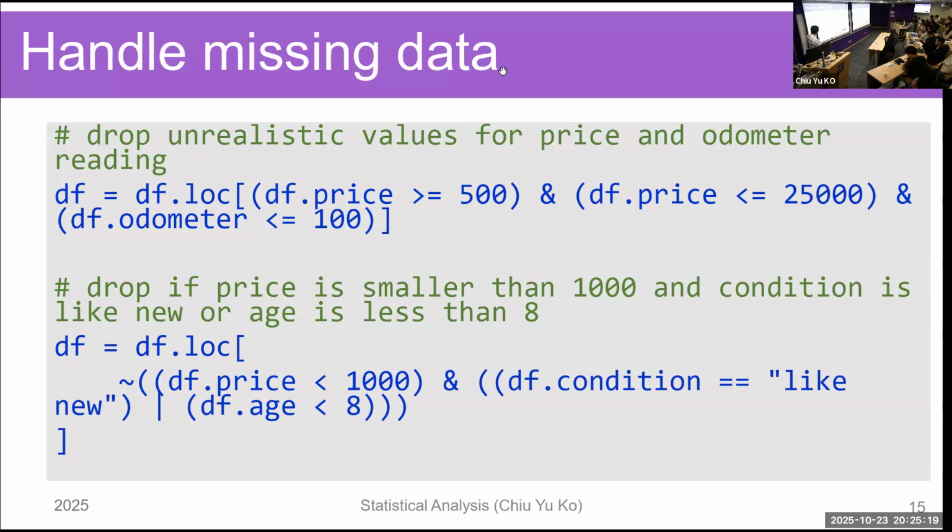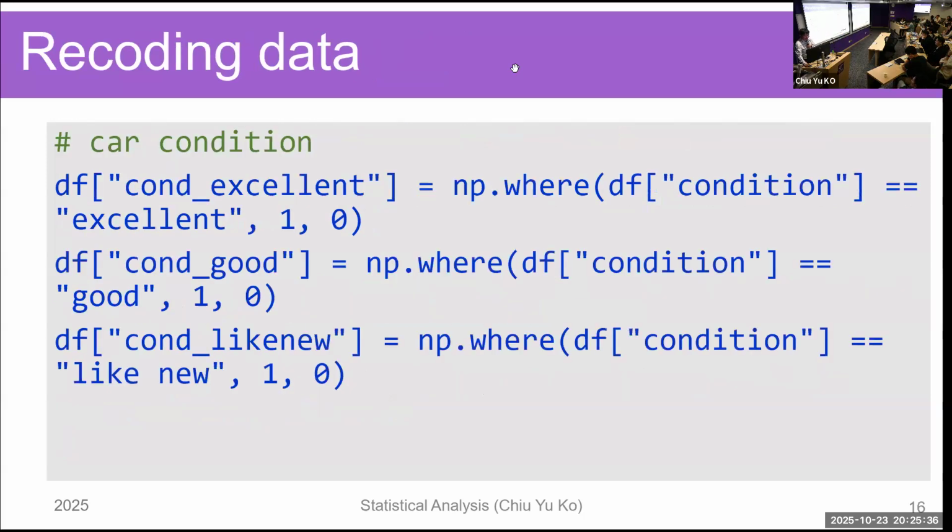Similarly, if the price is less than 1,000 and something like new, or the age is too young, less than 8 years, I also exclude. Okay, just focus on something reasonable. Here is just decoding: excellent, I will call 1, and dumb equal 1. If this is good, I call a good condition 1.